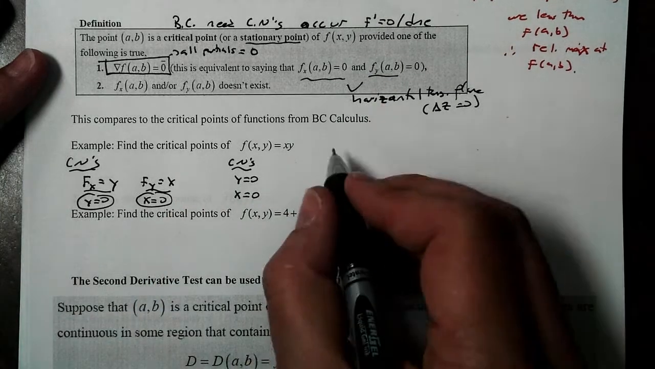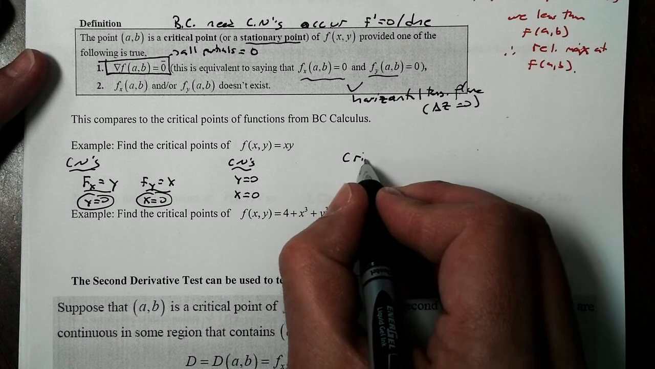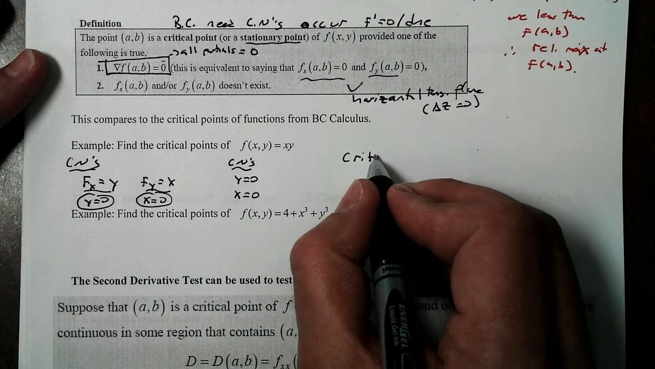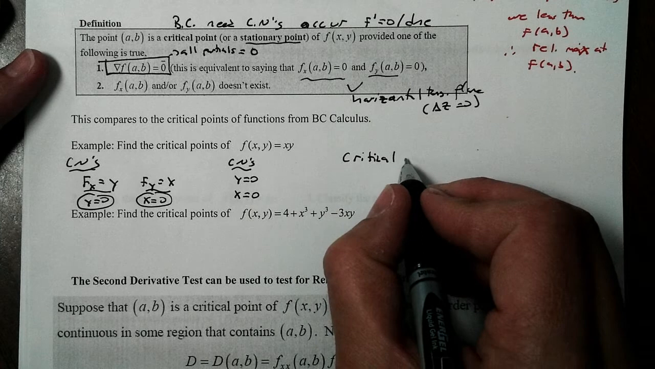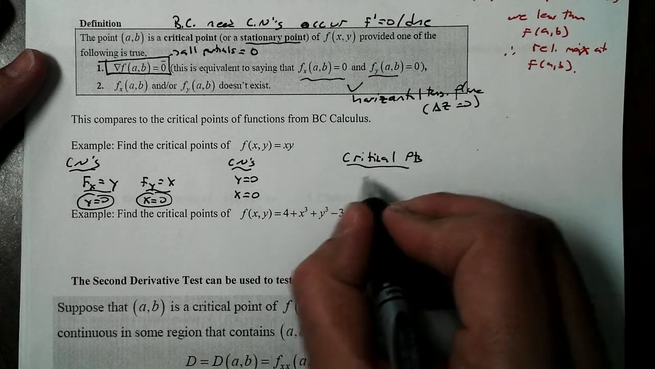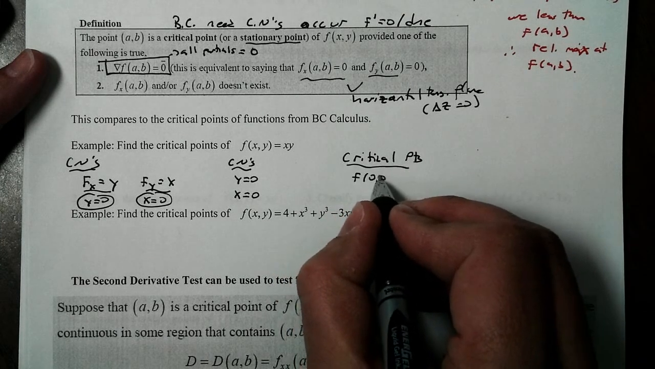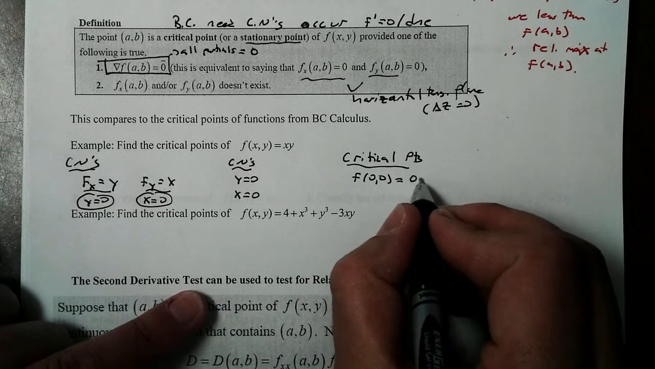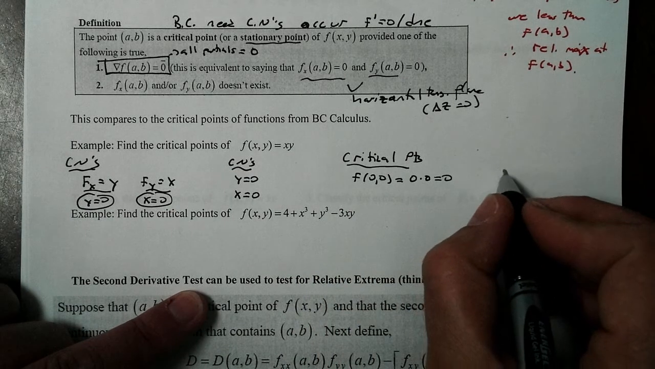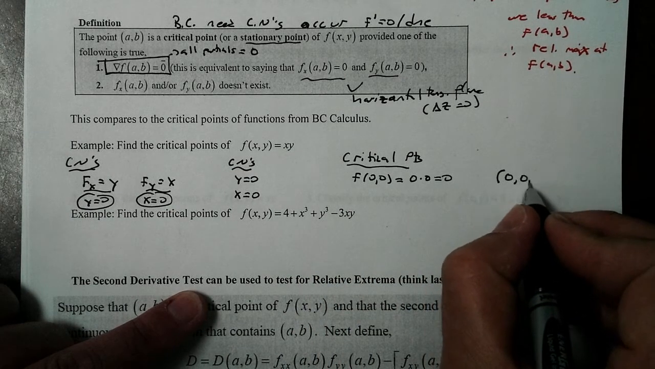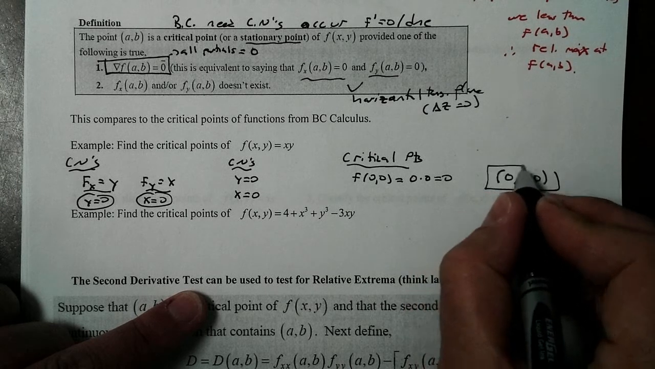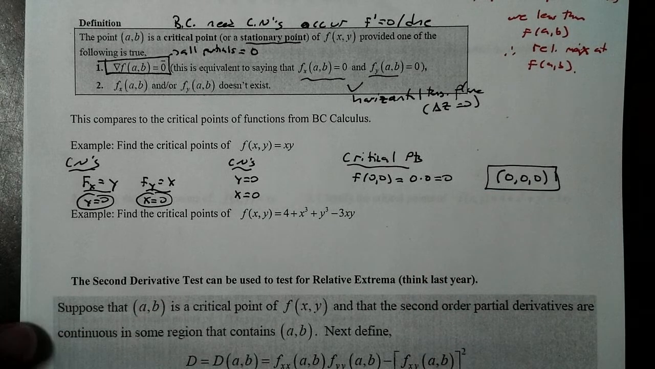Well, then how can I get my critical point? Well, my critical point just basically says now I need my z value. So I'm going to plug in my 0, 0 into my function, and that's 0 times 0, which is 0. And this is pretty boring. Our critical point is 0, 0, 0. And there's our critical point.